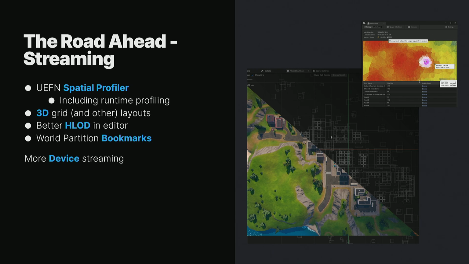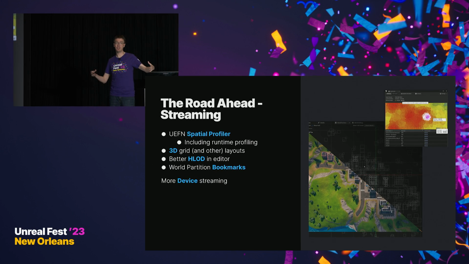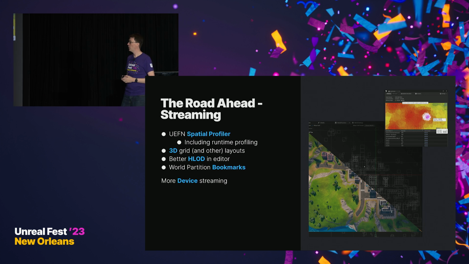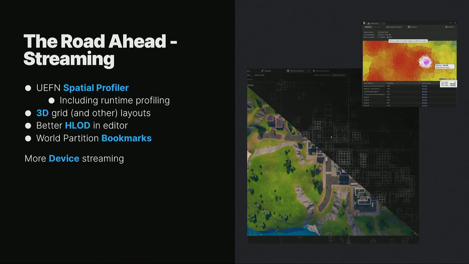We'd like to add support for a 3D grid. At the moment, it's only, like I mentioned, a 2D grid, but if you're building a map which has a lot of verticality or multiple floors, you might want a 3D grid, so you're loading stuff as you move up and down in the world, not just on the X and Y. We'd like to have better preview for HLODs in the editor. It's quite hard to see how they're looking and how well they're working at the moment, and that's something that we'd like to make better. And also having world partition bookmarks, that just makes it easier to deal with complicated setups where you can have pre-configured setups you can just jump to. And also, like I mentioned earlier on, only some devices support streaming at the moment, so we're continuing that work so that devices can be streamed in and out.